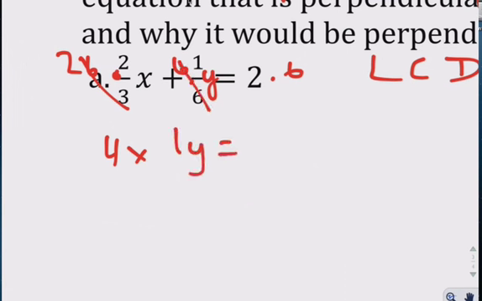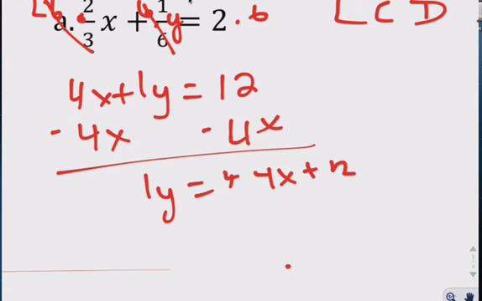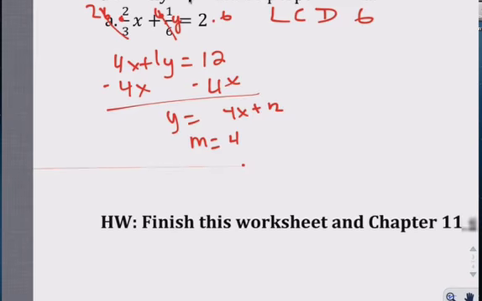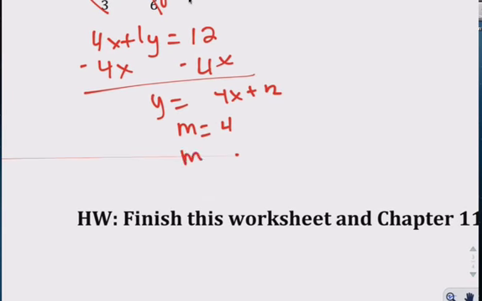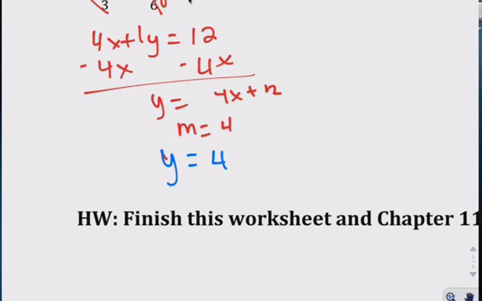That gives you 1y equals 12 minus 4x. That gives you 1y equals negative 4x plus 12. Okay, the slope here is 4. So for it to be parallel, write an equation that's parallel. The slope has to be the same. You can write any y-intercept you want. So y equals 4x minus 10 to be parallel. If you graph it, it will be parallel to this line.